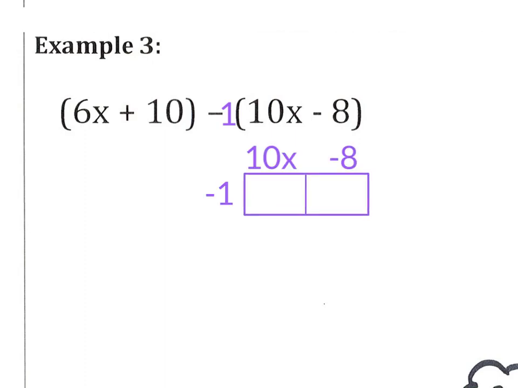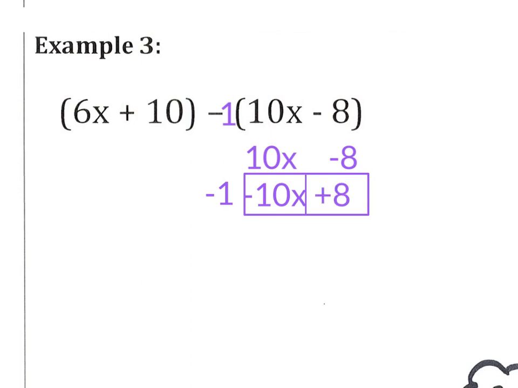So then on my area model, I put the negative 1 on the side and the 10x on the top, and then the minus 8 on the other side, along the top as well. So negative 1 times 10x gives me negative 10x, and then the negative 1 times the negative 8 gives me a positive 8. So I actually have a positive 8 in that box.